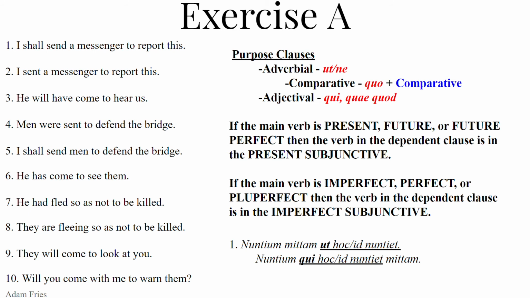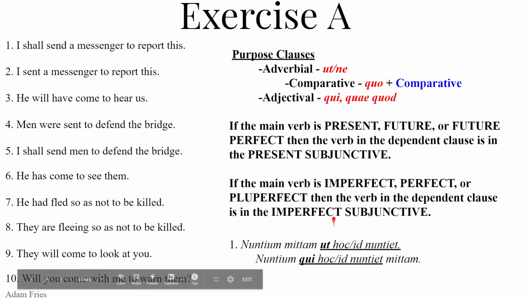He had fled lest he be killed, lest being the best translation of ne. Fugerat, ne, and then to be killed. So kill, we're going to use interficio. You could also use occido. Interficio, interficere, interfeci, interfectus. He had fled, pluperfect, secondary sequence, imperfect subjunctive.